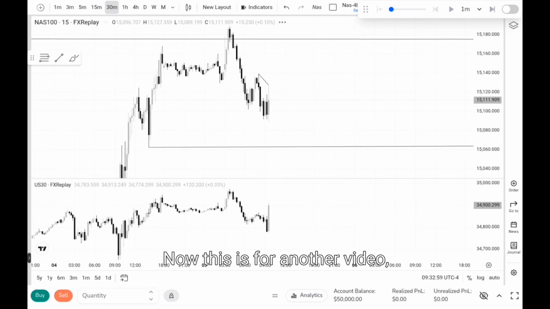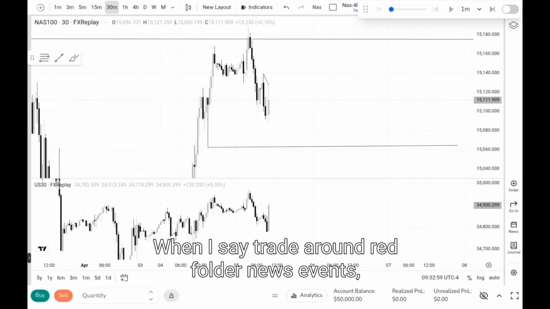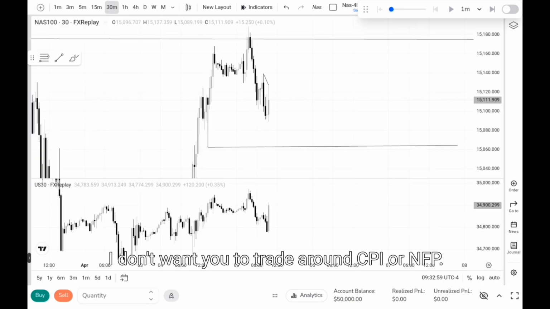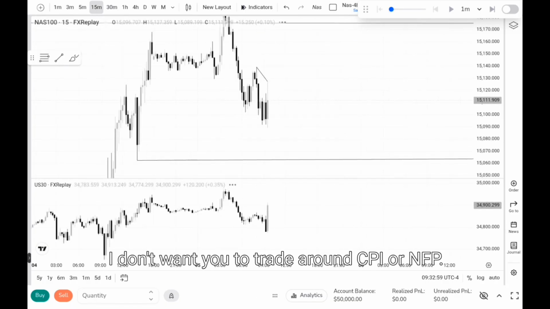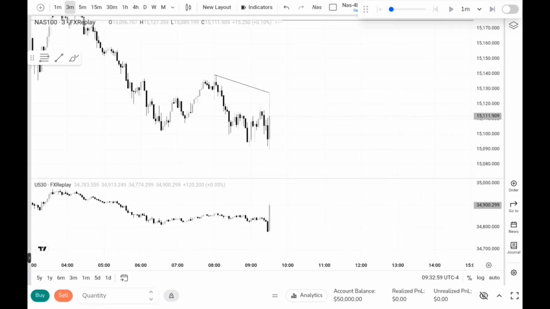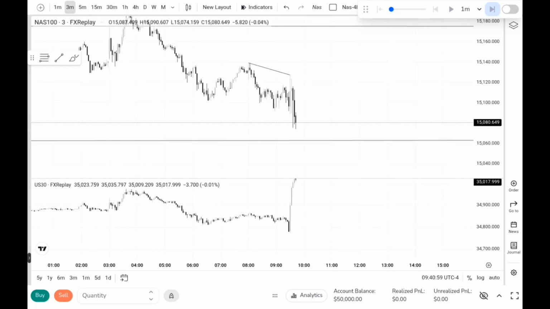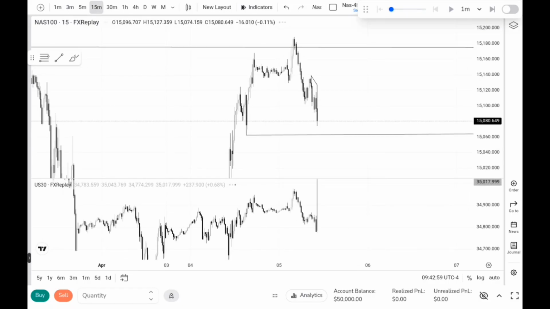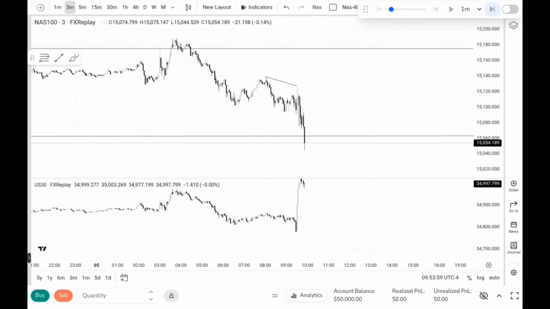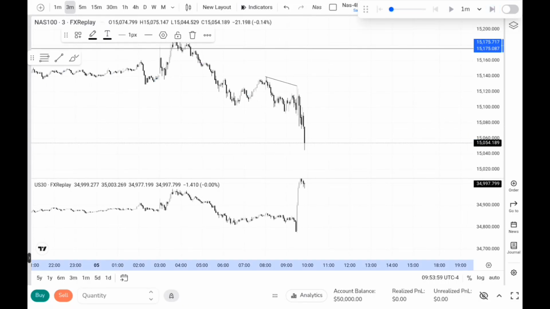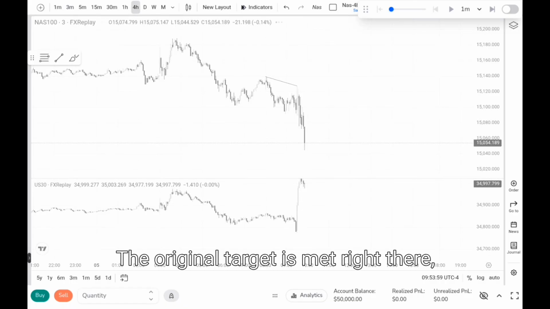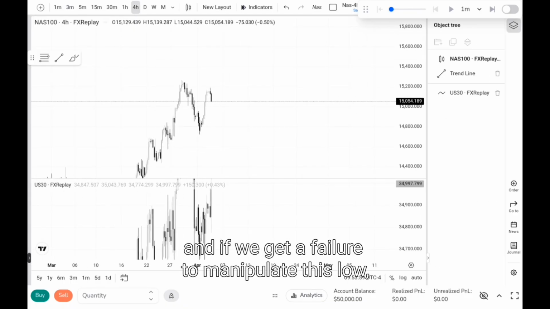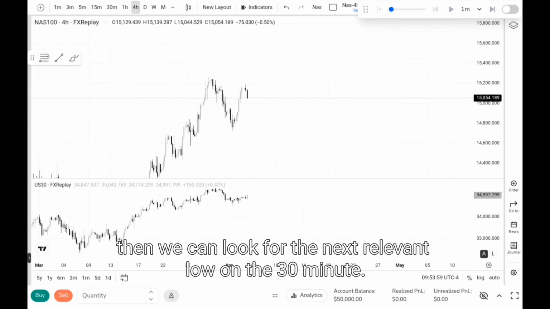Now this is for another video, but I'm gonna just say it here. When I say trade around red folder news events, I don't want you to trade around CPI or NFP. We get our 3-minute chain instant delivery right there, and we can take that lower. The original target is met right there, and if we get a failure to manipulate this low, then we can look for the next relevant low on the 30-minute.